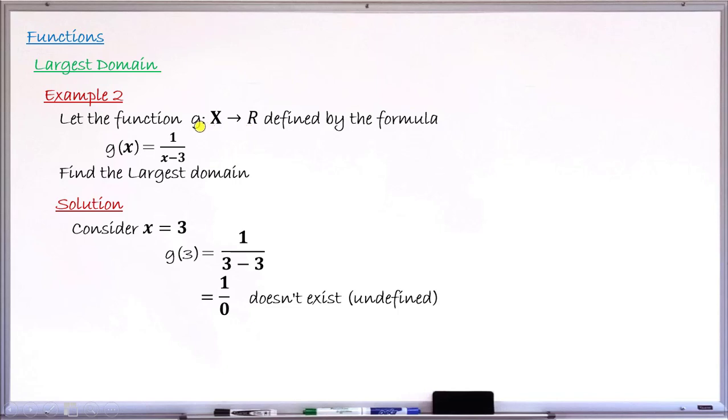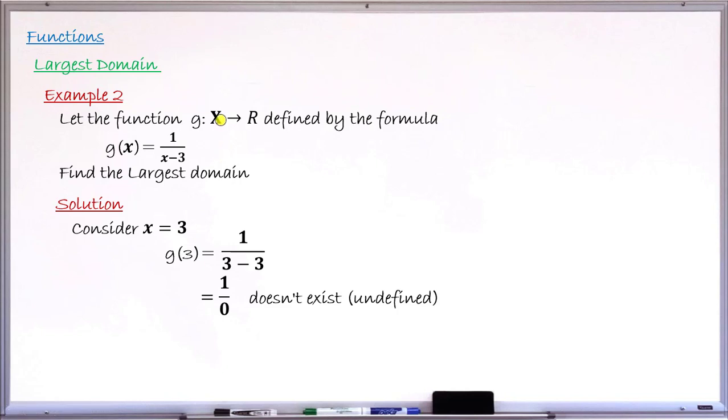And for this to be a function, each and every element in your domain must have assignation to a single element in the codomain. So to that, I'll have to remove this 3 from the set of real numbers to get my largest domain.